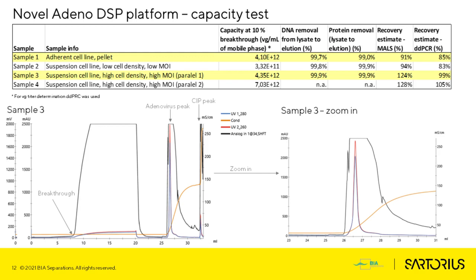We've added a mass detector also on the preparative system, the black line, and took advantage of this highly sensitive detection of adenovirus. The chromatogram is showing the breakthrough curve. And in the zoom-in on the right side, there is adenovirus eluted in a really sharp single peak.